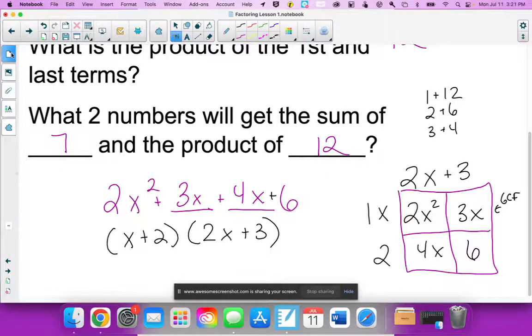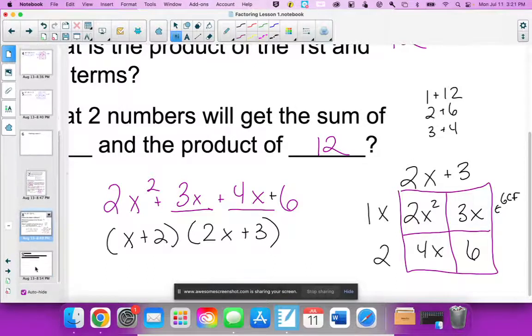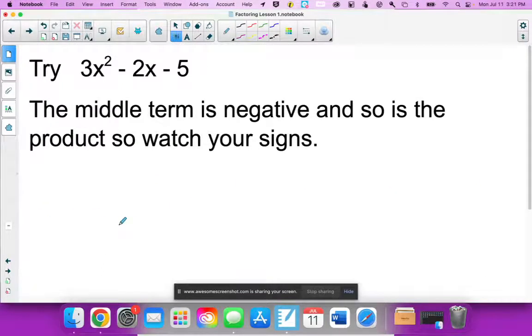All right, so let's try a couple more. Okay, so yeah, and I put a little warning on here. Your middle term is negative, okay? So that does change, not the rules, but it changes what happens, right?